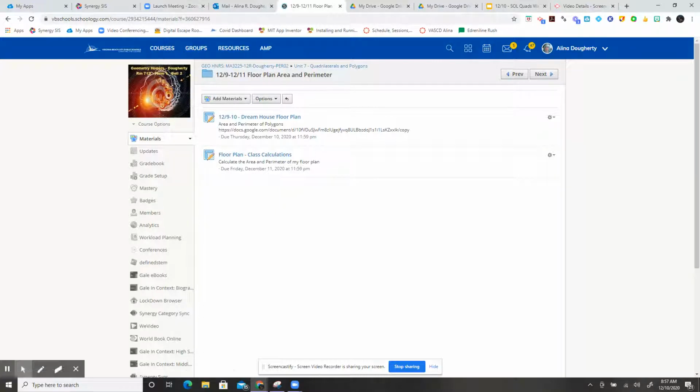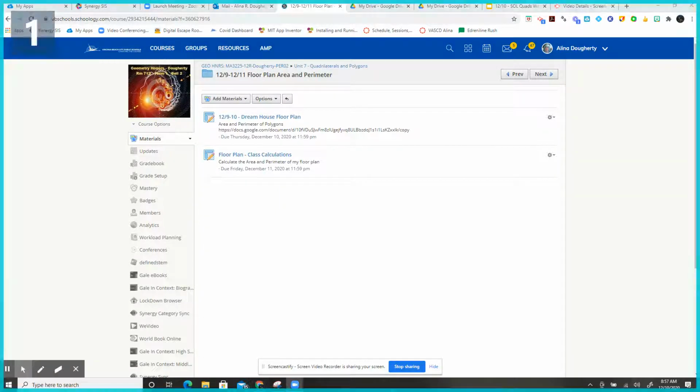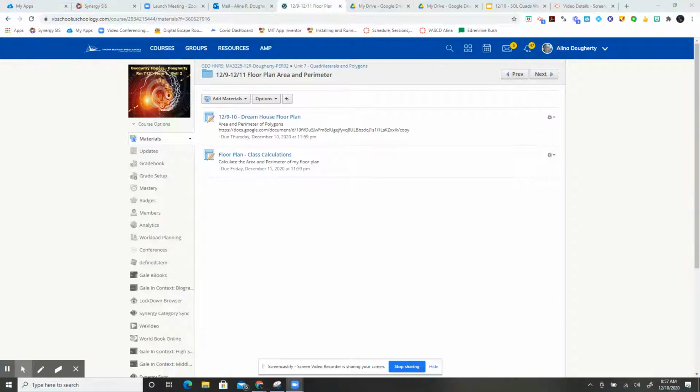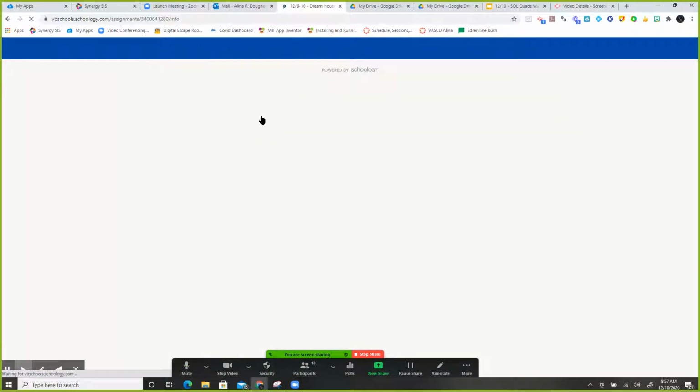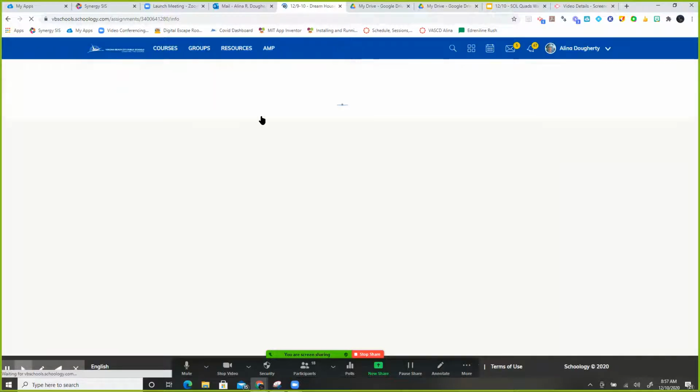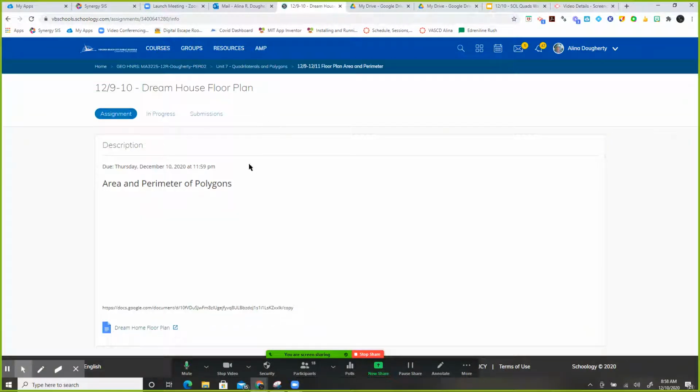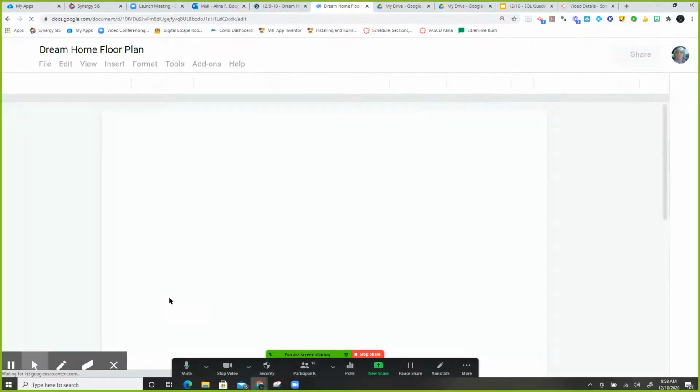So yeah, let's go ahead and start. If you want to meet me in our Schoology page, you want to go to your dream house floor plan. So that's yesterday and today. Hopefully everybody made their blueprint yesterday and labeled everything. So today is going to be calculating. And if I open it up, I don't want to read through all of the directions. My computer's being crazy slow today, by the way.